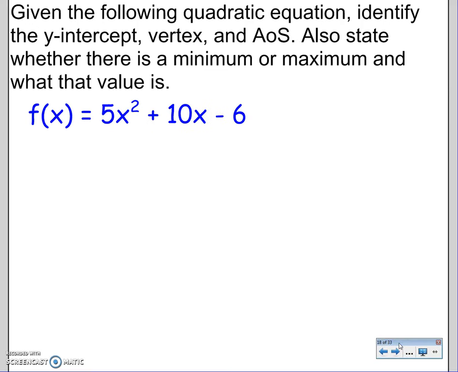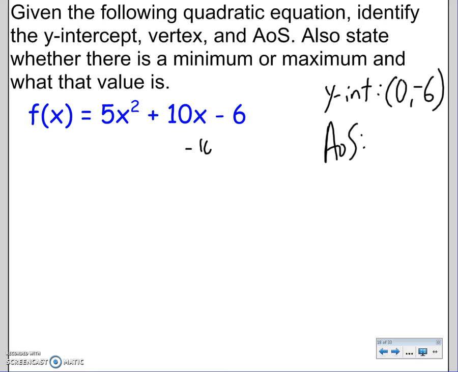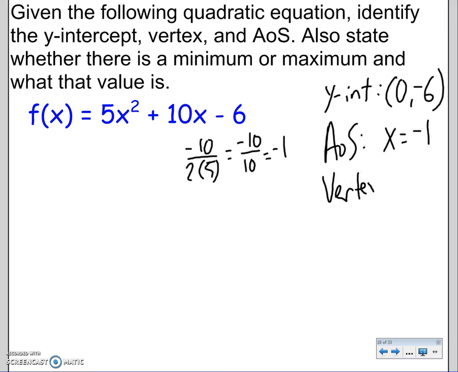Same thing here. Y-intercept is just c, (0, -6). Axis of symmetry, you do negative b over 2a. So -10 over 2 times 5, -10 over 10, which is -1. So x equals -1. The vertex, we know x is -1.